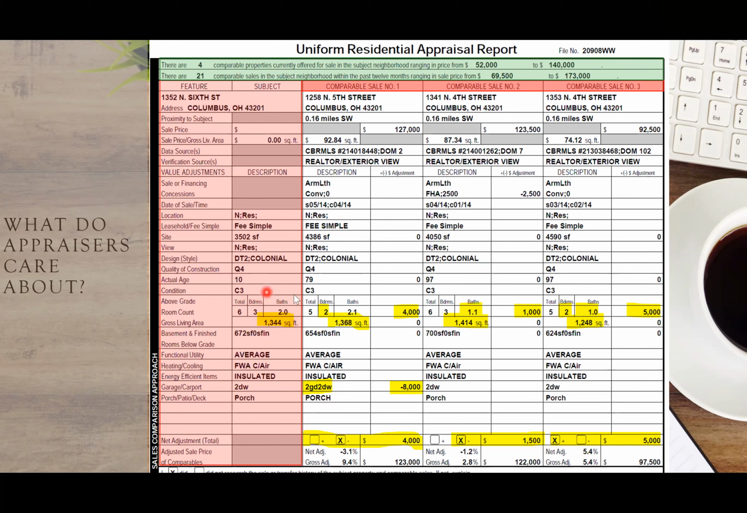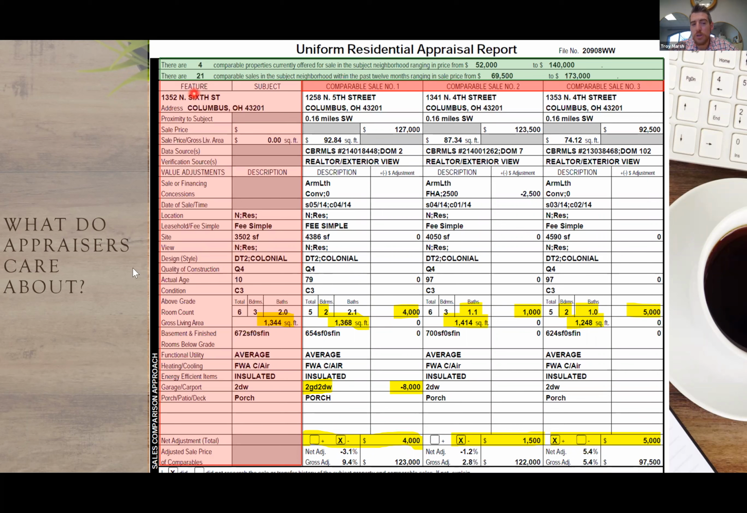So this is what I use to explain to people that you have to understand that what the buyers are looking for is one piece, but what the appraiser is looking for is another. You've got this quality of construction, which is kind of like the condition. You've got design, or style, like I talked about. So that's why you're rarely going to see a 2-story get compared to a ranch. You've got what they call the view.